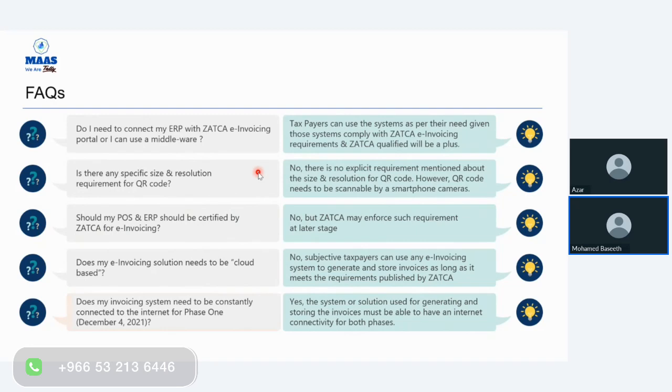And then, is there any specific size or resolution requirement for the QR code? It is not clearly mentioned that you have to have the QR code in this much size or resolution. As long as it is readable by a smartphone camera, it is perfectly fine. And should your point of sale or ERP be certified by Zatka for e-invoicing? Currently Zatka doesn't have any such requirement, maybe at a later stage, but right now they have not given any list of software or any certification to any kind of software.